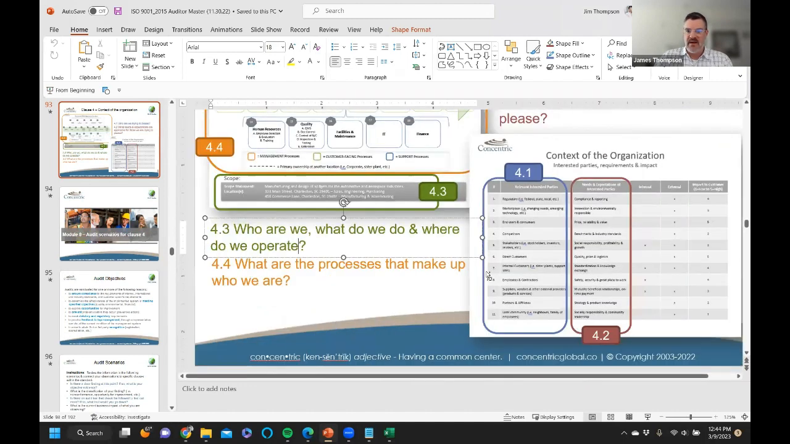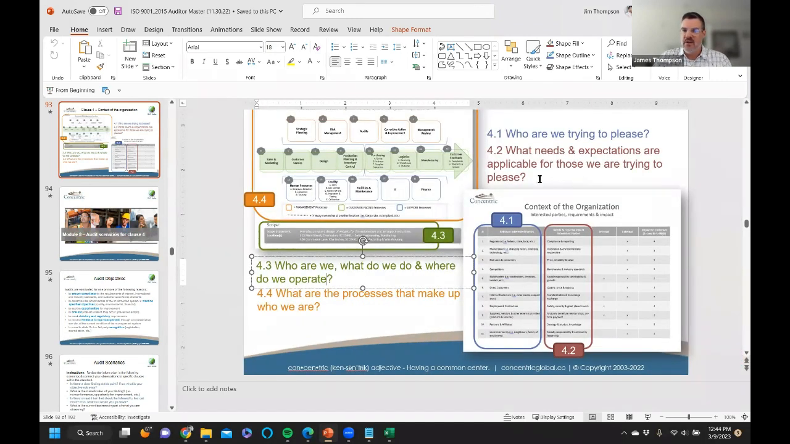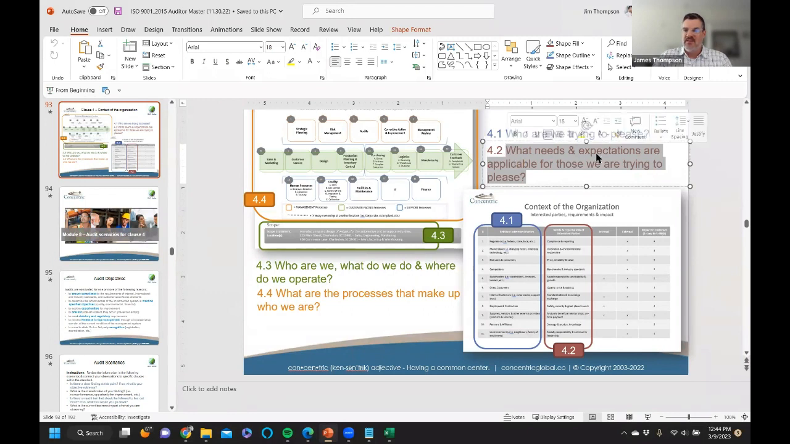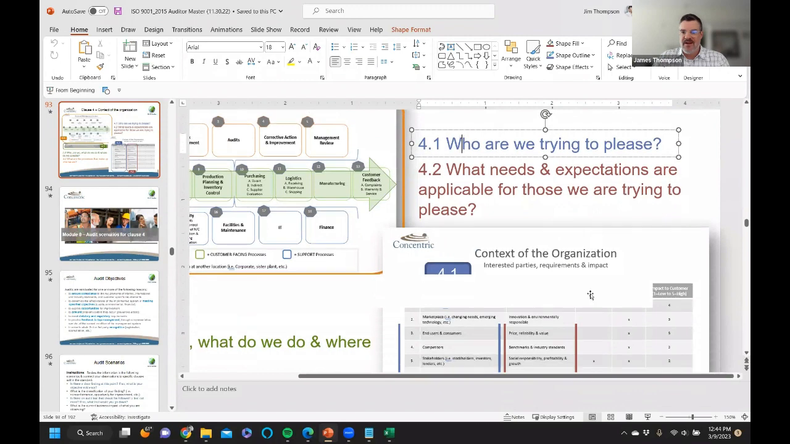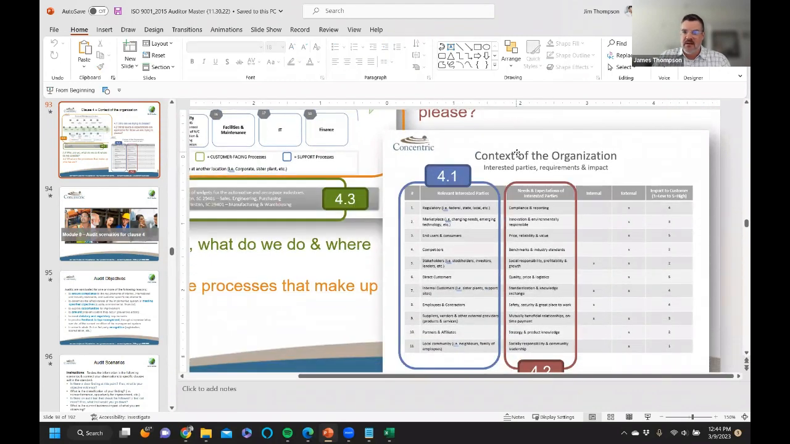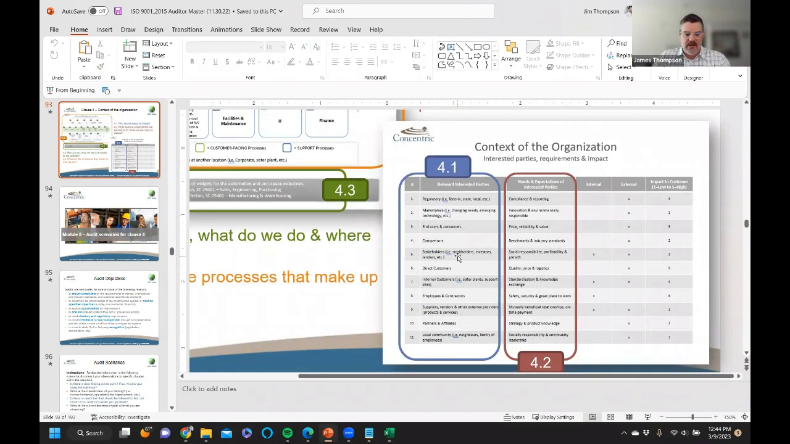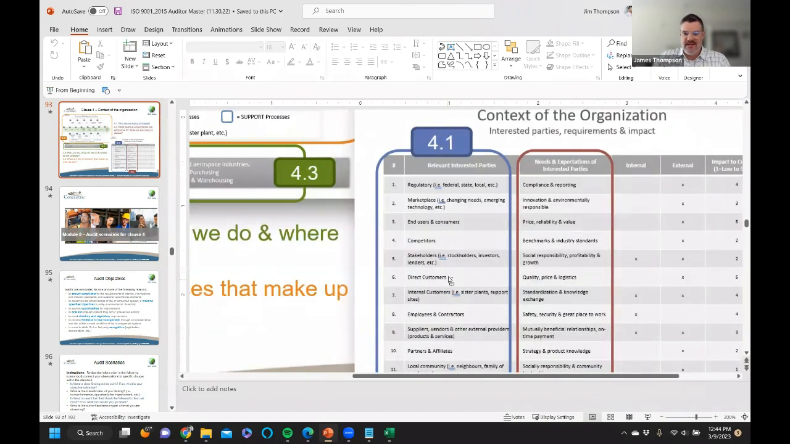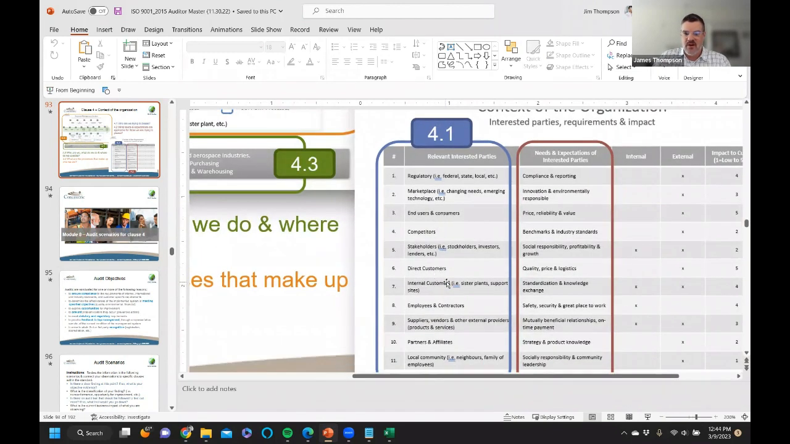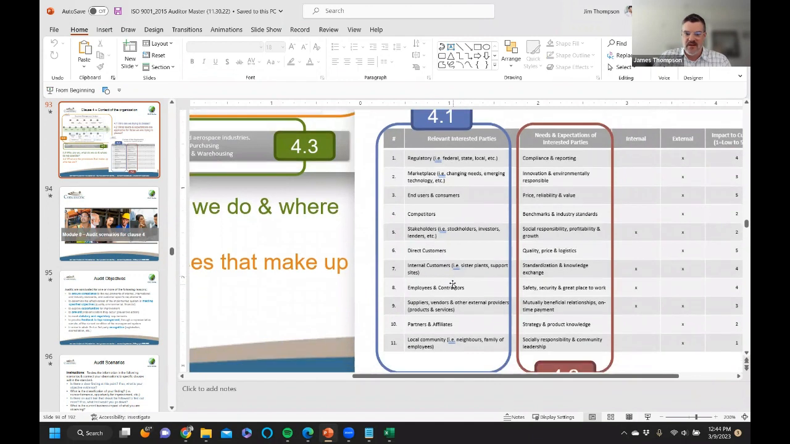4.2, let me zoom back out here. 4.2 is really, what are the needs and expectations that are applicable for those that we're trying to please? And who are we trying to please? So you could use something like a little diagram like this to define, okay, well, we're going to say we have 11 categories of relevant interested parties. And that is anywhere from the end user or internal customers, sister plants, support sites, even employees and contractors.